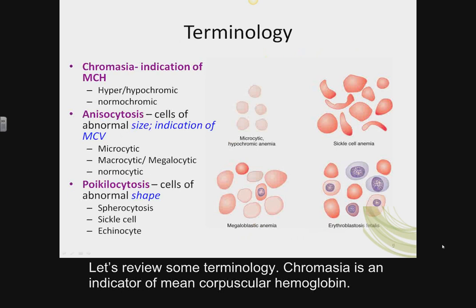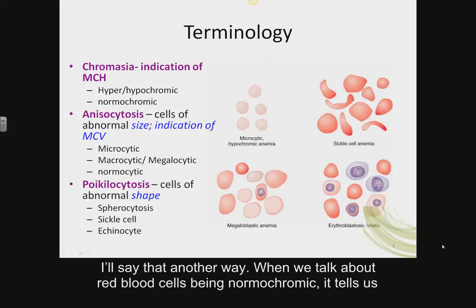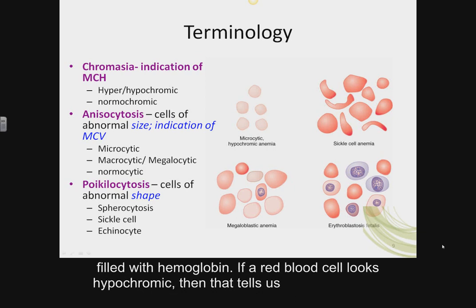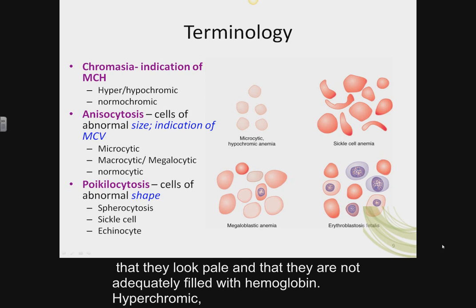Let's review some terminology. Chromasia is an indicator of mean corpuscular hemoglobin. I'll say that another way. When we talk about red blood cells being normochromic, it tells us that the red blood cells look adequately red enough, meaning that they have been adequately filled with hemoglobin. If a red blood cell looks hypochromic, then that tells us that they look pale and that they are not adequately filled with hemoglobin.